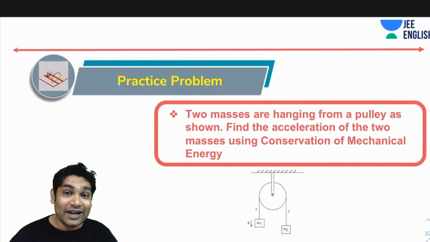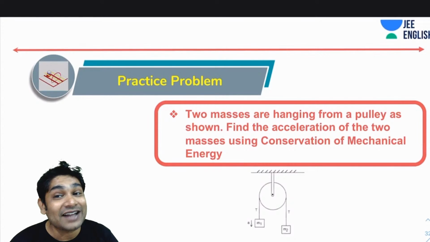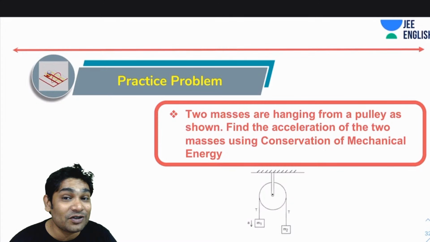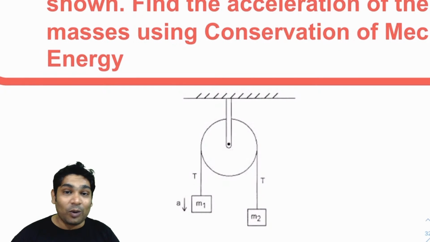Alright, now let's try and do something very interesting using the conservation of mechanical energy. Two masses are hanging from a pulley as shown. Find the acceleration of the two masses using conservation of mechanical energy. So this is the classic Atwood problem.